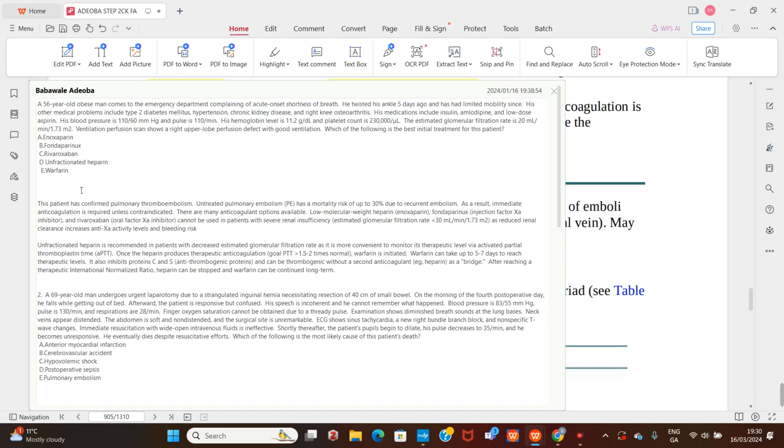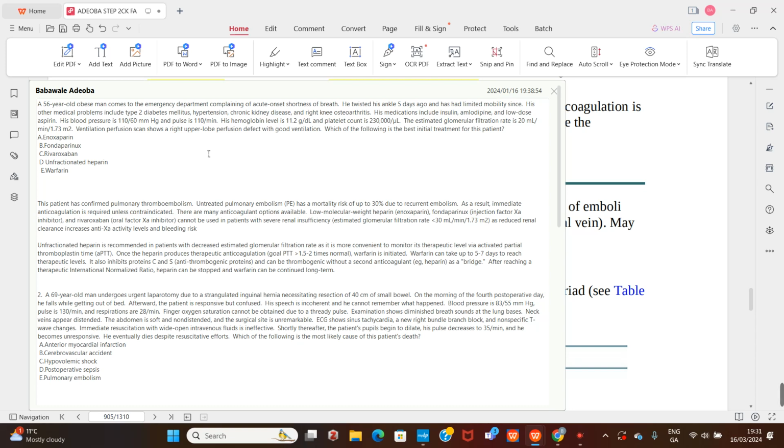So let's just look at this. A 56-year-old obese man comes to the emergency department complaining of acute shortness of breath. He twisted his ankle 5 days ago and has had limited mobility since. Other medical problems include type 2 DM, hypertension, CKD, right knee osteoarthritis. His medication includes insulin, amlodipine, and low-dose aspirin.